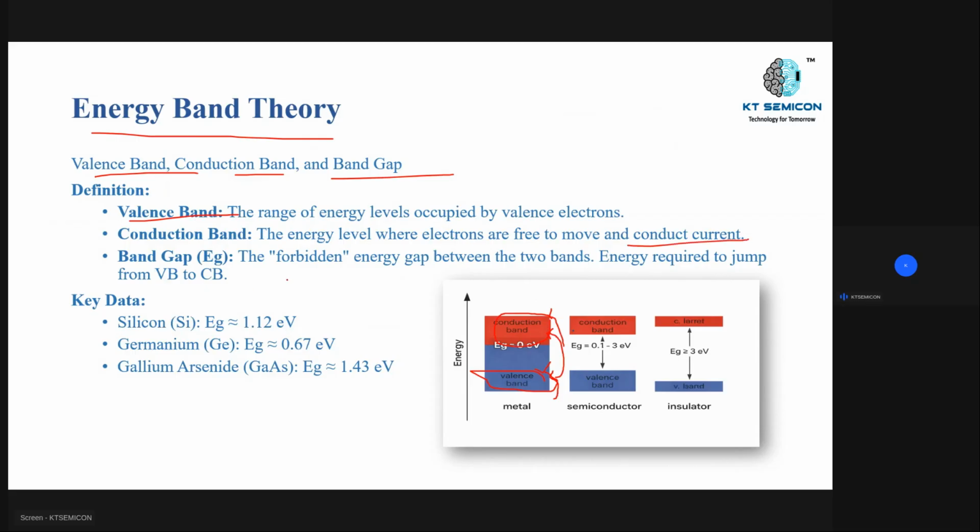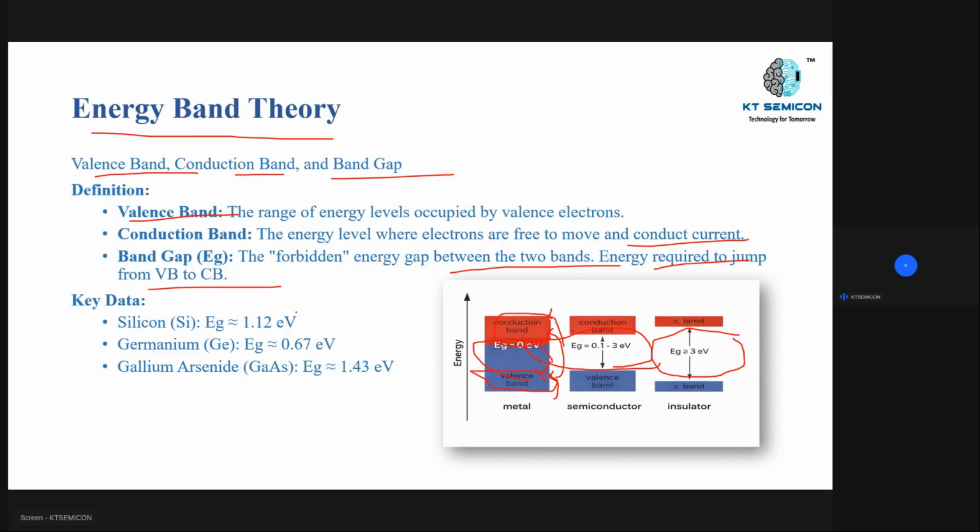And band gap: the forbidden energy gap between two bands, the energy required to jump from the valency band to the conduction band. So what is meant by band gap? It is the energy required to jump the electrons from the valency band to the conduction band. So this is the gap, right? The gap in between the valency band and the conduction band is known as the band gap.